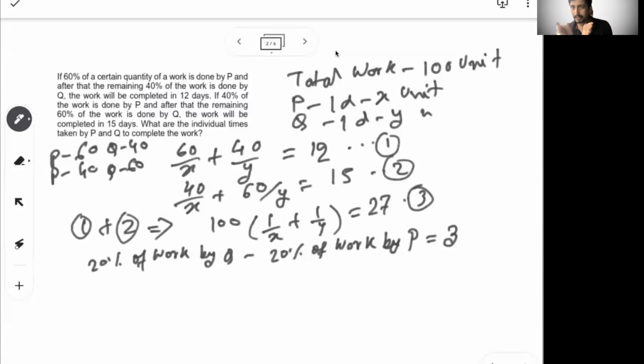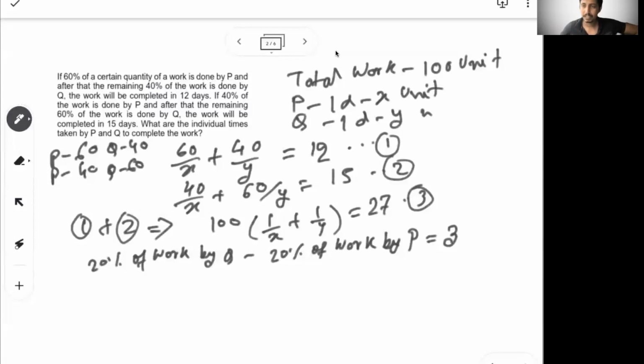So that 20 extra that is done by Q in the second case, which was done by P in the earlier case, that is where the difference is created. 0 to 40 was previously done by P, now it is also P. 60 to 100 previously done by Q, now also done by Q. The only difference that is getting created is between 40 to 60. Earlier P, now Q. So that's where it's created. So 20% of the work.